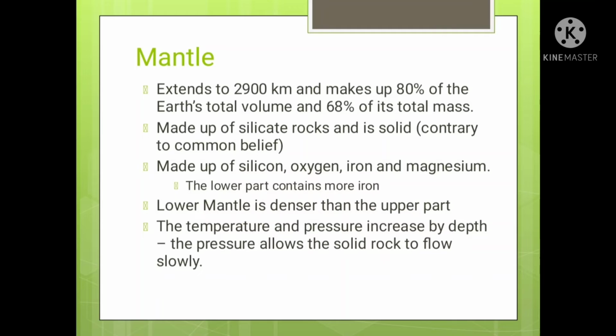The second layer is the mantle. The mantle extends to 2,900 kilometers and makes up 80% of the Earth's total volume. It is made up of silicate rocks, and it is solid, contrary to common belief. What are the elements present in the mantle? We have silicon, oxygen, iron, and magnesium. The lower part contains more iron, and the lower mantle is denser than the upper part. The temperature and pressure increase with depth, and the pressure allows the solid rock to flow slowly.